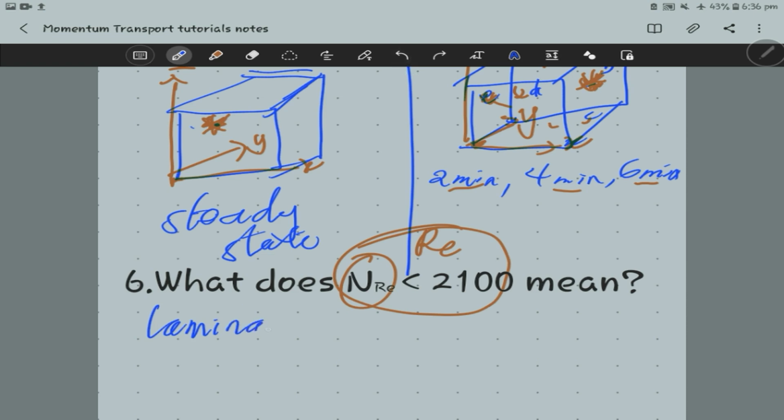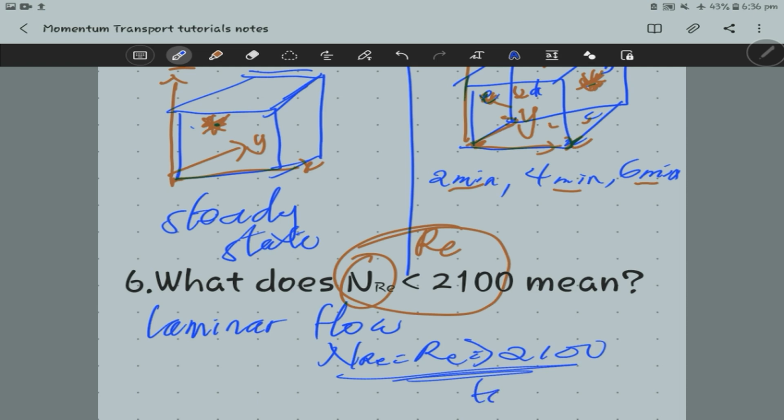Laminar flow here. So that's what that means. So if it happens that we have an NRE, which is the same as RE we've seen, greater than 2,100, then we see that we're having a turbulent flow. Yeah, so that's what it means.